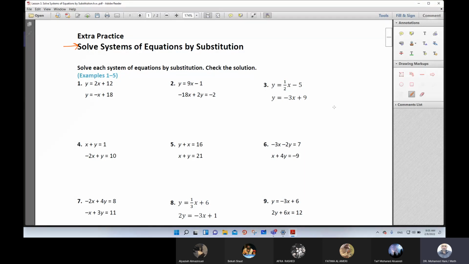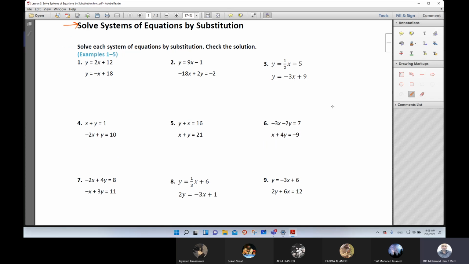Math grade 8. We are in module 6, lesson 3. Solve systems of equations by substitution. Solve system of equations by substitution. The question here: solve each system of equations by substitution, check your solution.